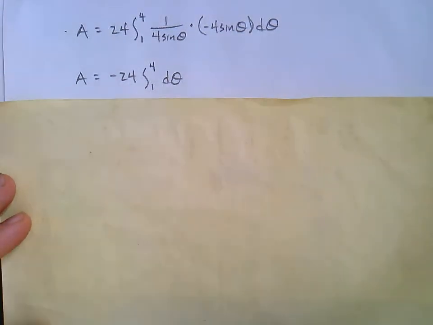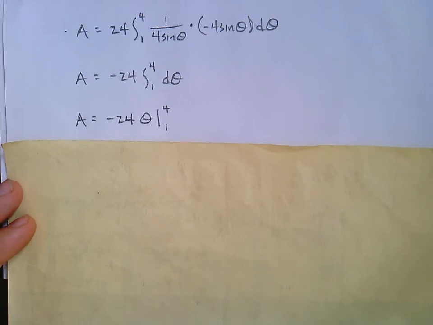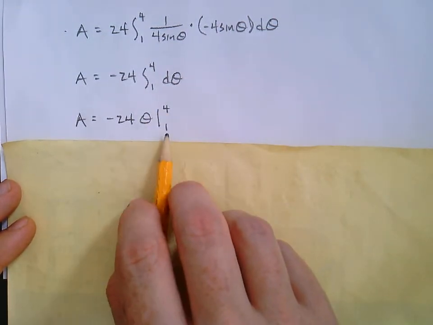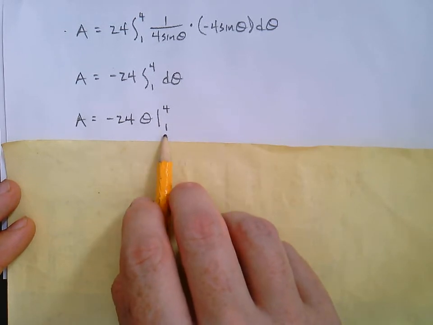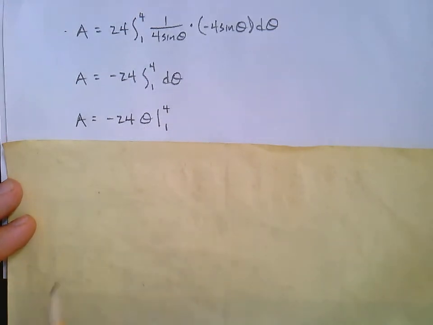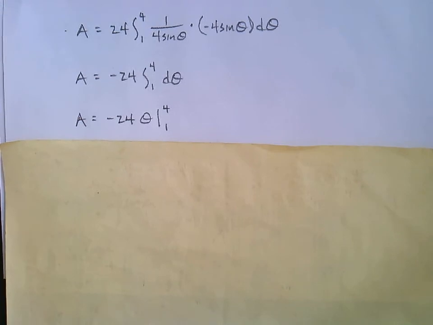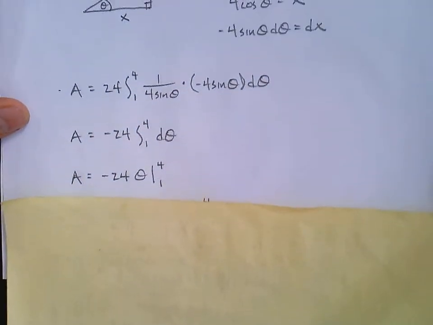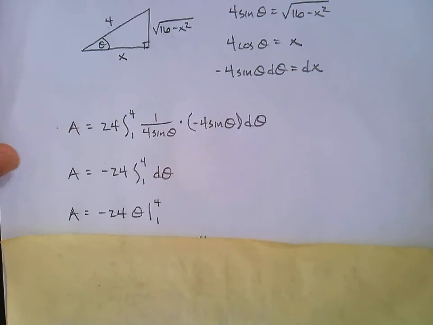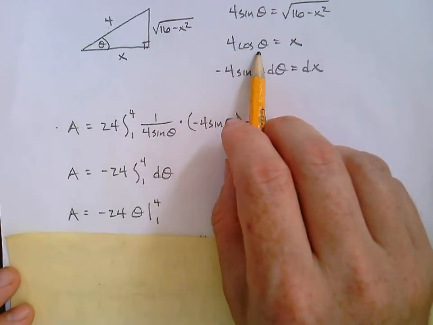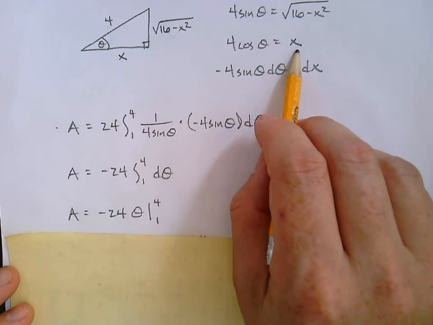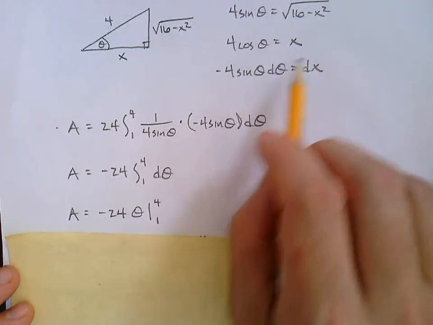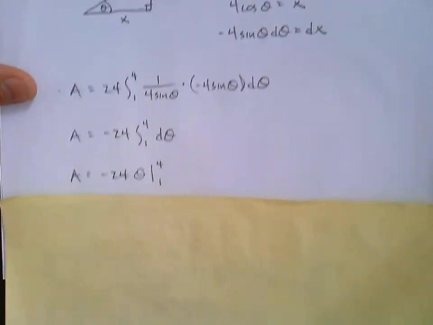So of course that integral is simply theta from 1 to 4. Now I'm writing from 1 to 4, but remember these are values of x. We need to replace the theta before we plug these numbers in. How can we replace the theta in this case? Well, if we go back a little bit, we said 4 cosine theta equals x. So that means cosine theta equals x over 4. So theta would equal arc cosine of x over 4.